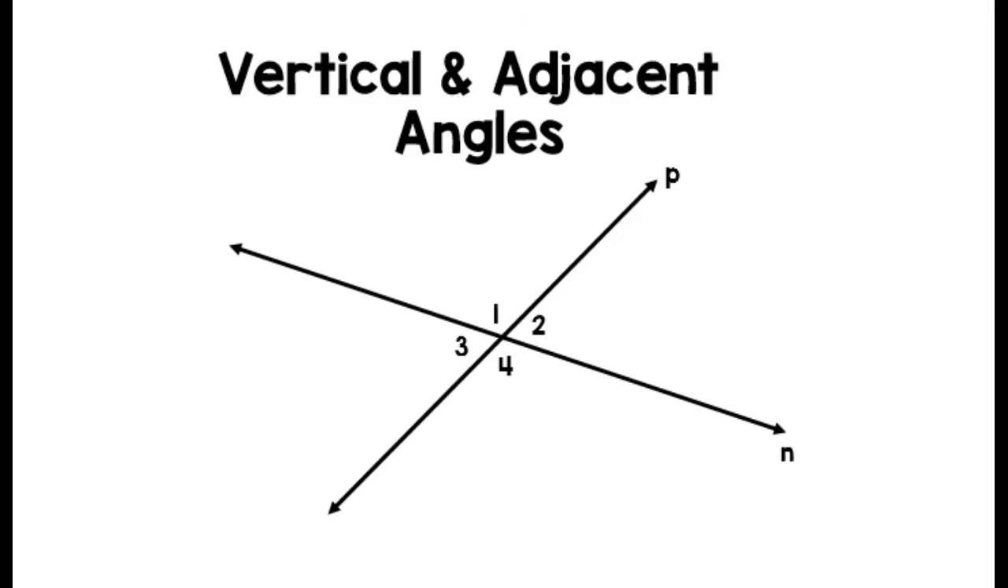So if you look at this diagram right here, line P is intersecting with line N. And this is going to create four different angles. We have angle 1, angle 2, angle 3, and angle 4.